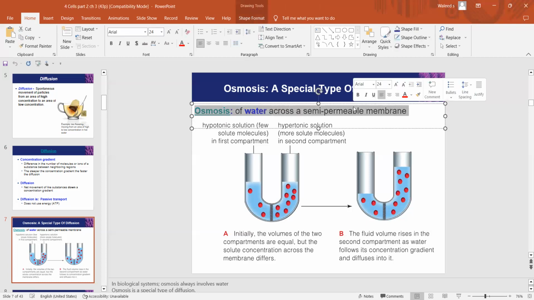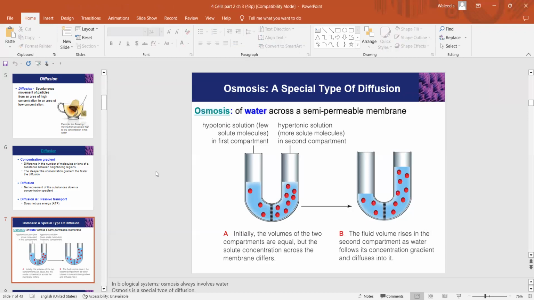If you forgot this, you won't be able to answer your question. Very important. What's osmosis? Water, movement of water specifically across a semi-permeable membrane, and it actually moves from hypotonic solution to hypertonic solution. What does that mean? Hypotonic, low concentration. Hypertonic means high concentration.